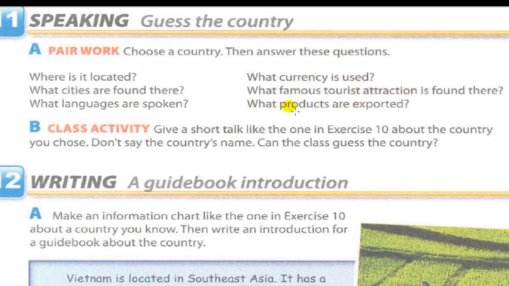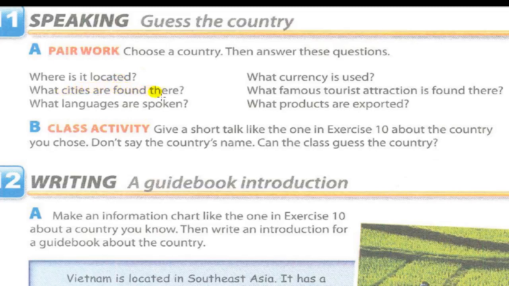In this exercise, you are going to choose any country all over the world, and then other students are going to ask you some questions. For example, Australia. Where is Australia located? Australia is located near China. The nearest continent is Asia. Australia is a small continent.